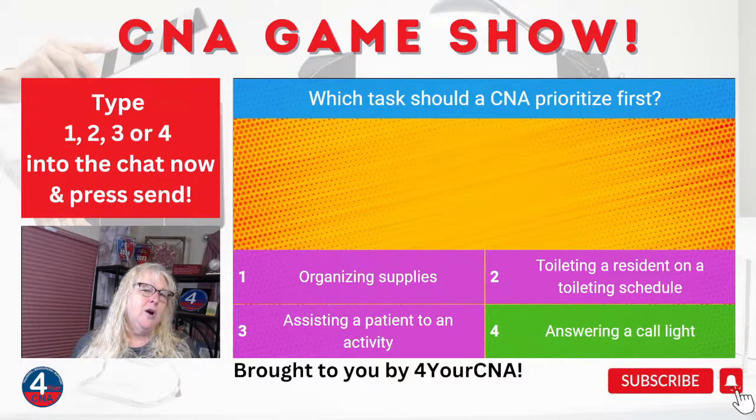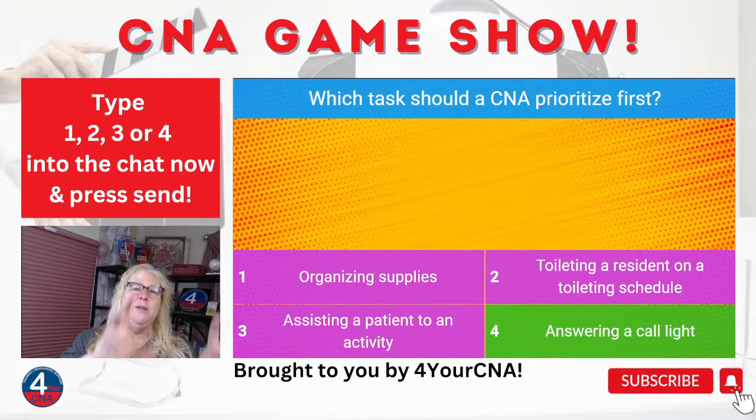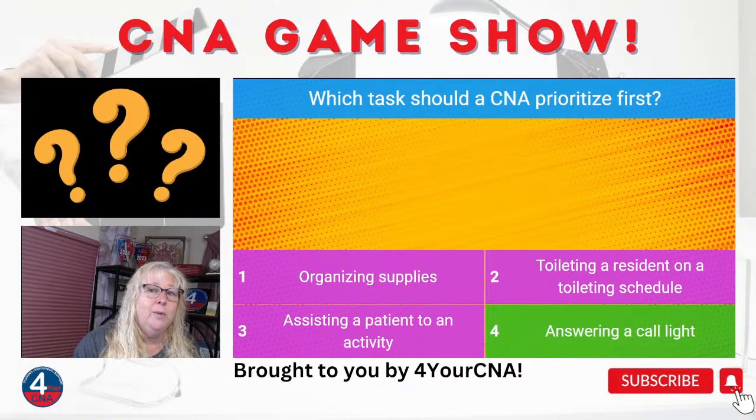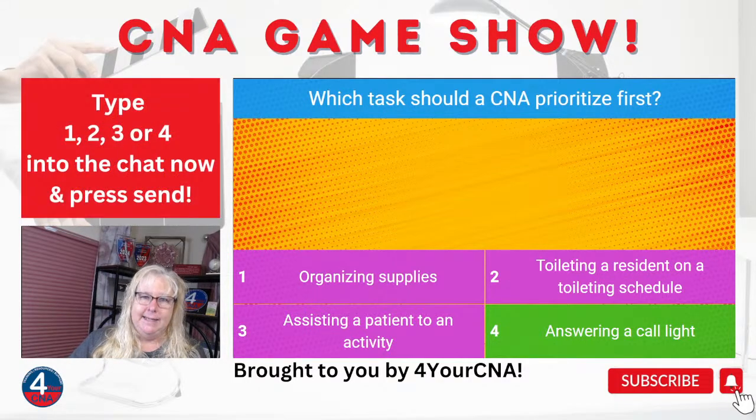But let's look at that call light. All of these could possibly be the right answer, right? So A, B, C, 1, 2, 3, those all could be the right answers, but let's look at why number 4 is the right answer. Every time a call light goes off, we have to consider that a potential emergency.